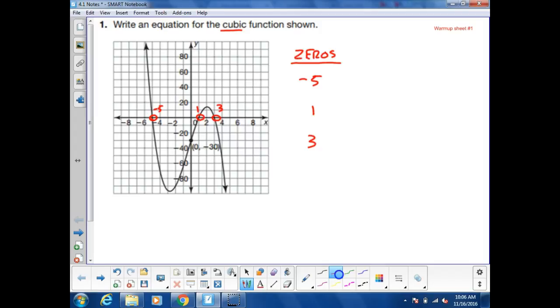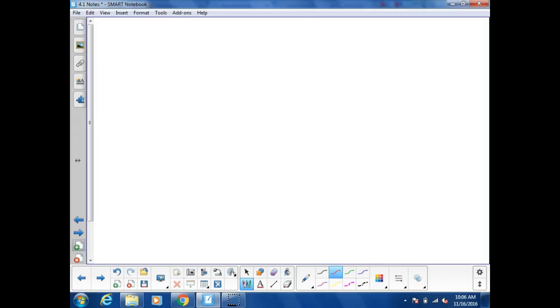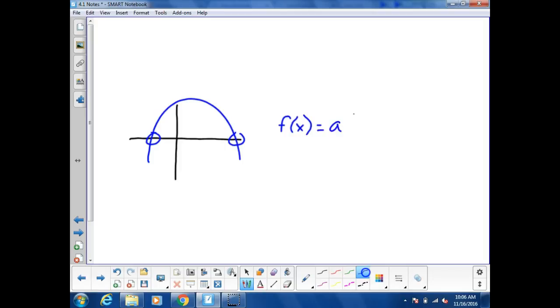So let's go side note here. Back when we were dealing with quadratics, how did we do that one, if we had zeros? Okay, so what was intercept form? A times x minus r sub 1 and x minus r sub 2, right? Can I apply that to this one?